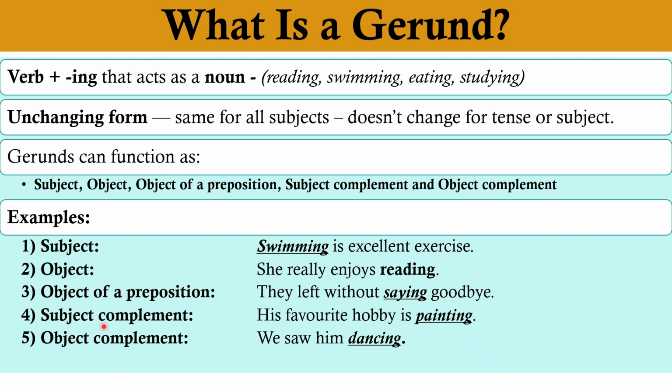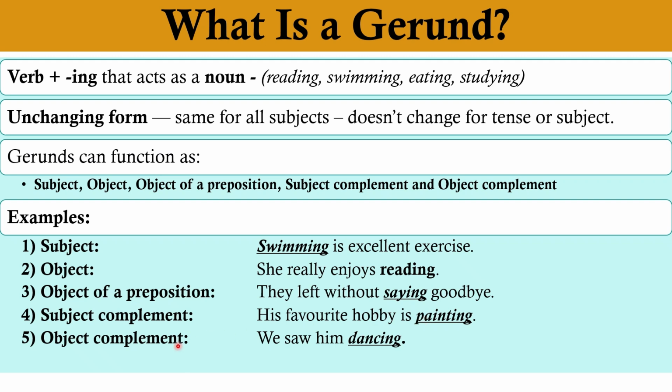Fourth, gerunds can also work as subject complements. This means they rename or describe the subject after a be verb. For example, his favorite hobby is painting. The gerund painting completes the idea by telling us what the hobby is.